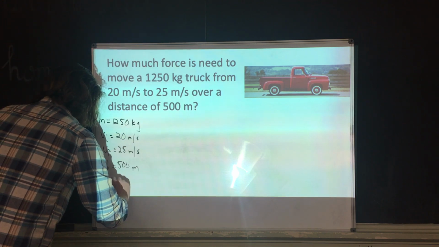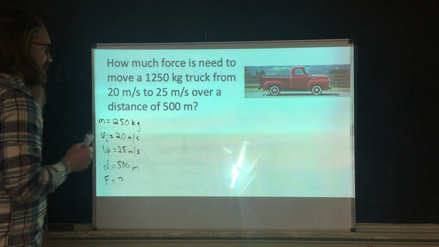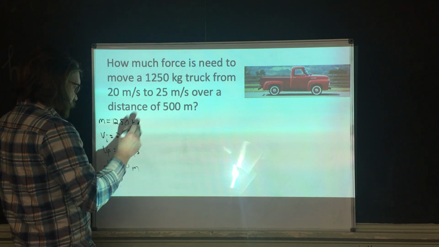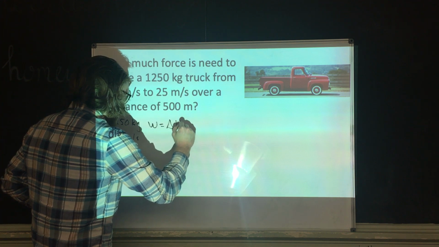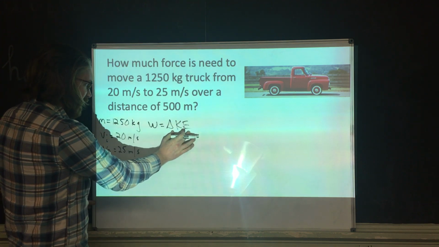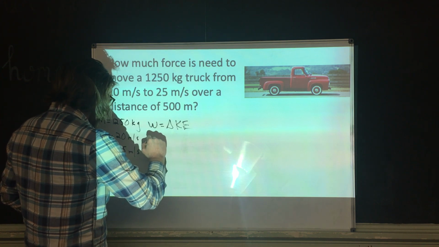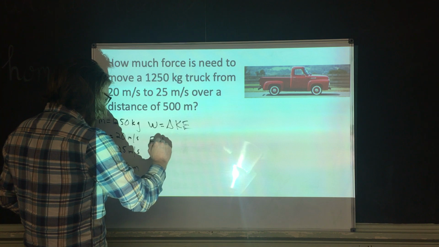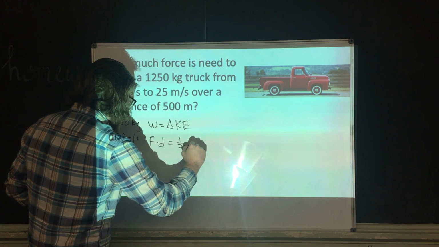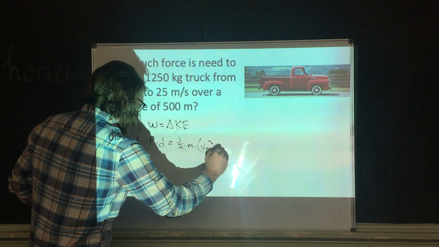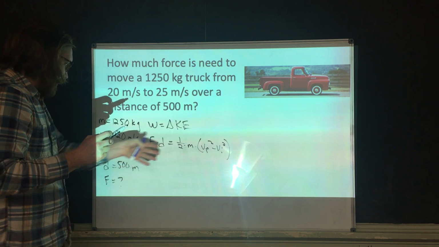Now, this is where this comes into play. Okay, how much force is needed? All right, so what we need to do is we are going to use both sides of this equation. So work equals a change in kinetic energy. Okay, it's final kinetic energy minus initial kinetic energy. Our work here is what we're looking for. So we need to find our work. Force times distance equals 1/2 times the mass, final velocity squared minus initial velocity squared. Okay? And all you got to do here is plug your numbers in.